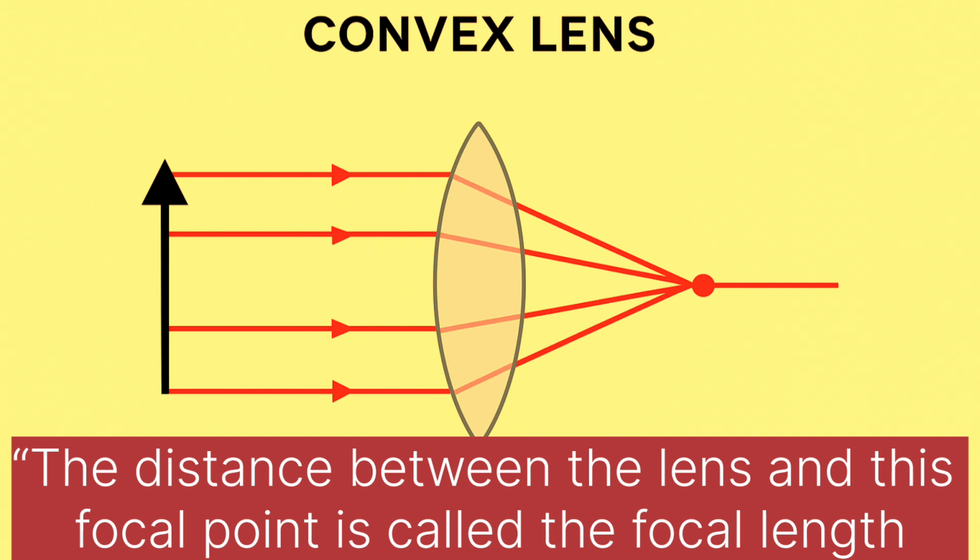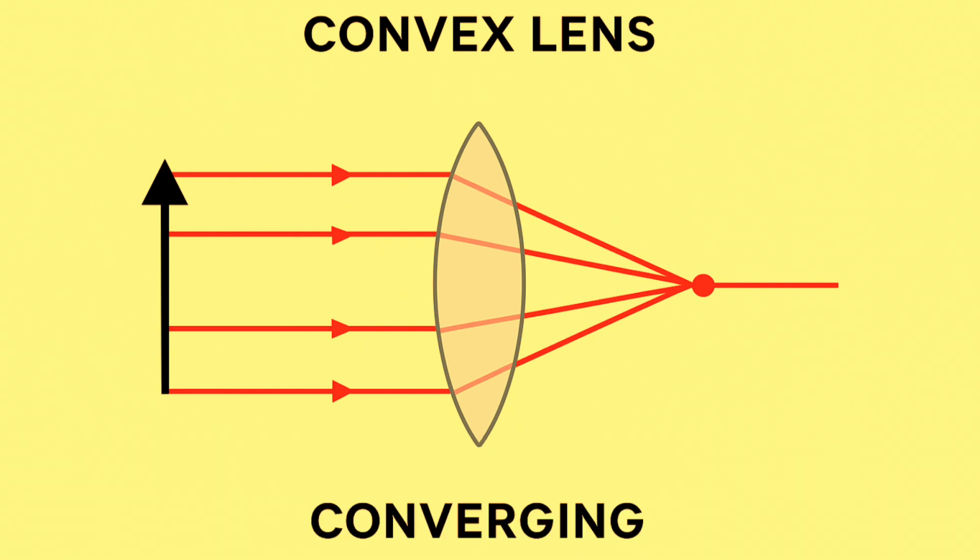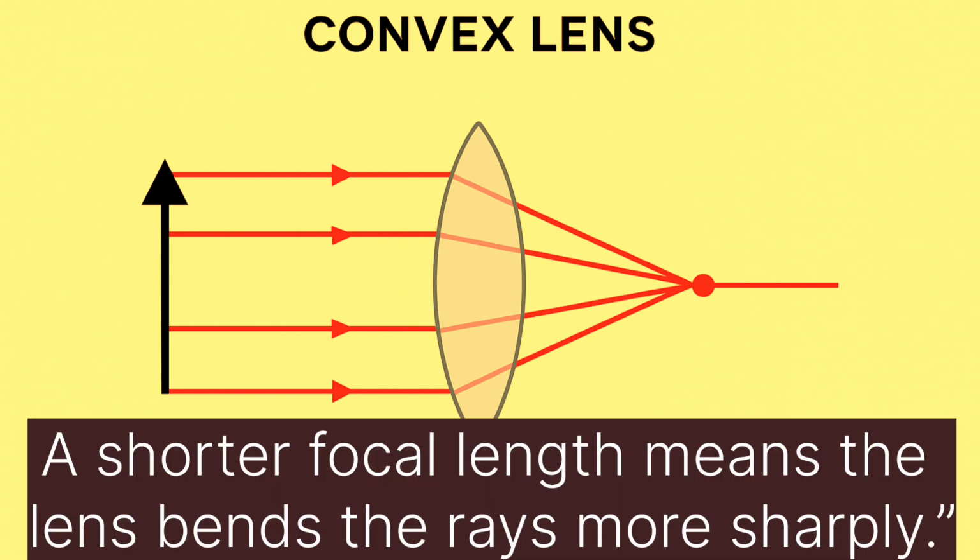Next thing we have to move on to the session. Convex lens is very important. Why? Because a shorter focal length means the lens bends the rays more sharply. We can observe this very clearly in this picture. The four parallel paths. Okay.